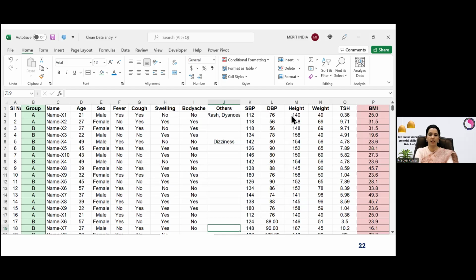And similarly, he had calculated the BMI. So even that is not needed for each and everyone. You can calculate the BMI at the end. But now this data sheet is very clear.